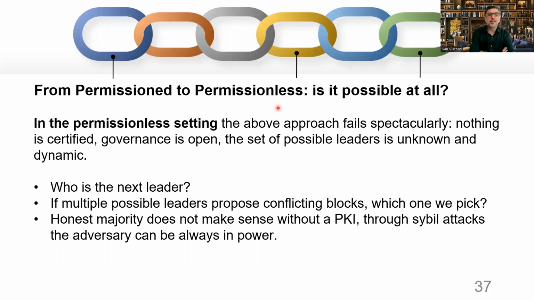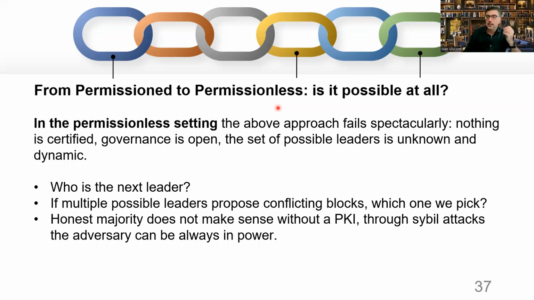Here again, who is the next leader? More people can propose themselves as leaders. And if they propose conflicting transactions, how do you choose which one is a good one, which one to discard? And how do I make sure that my selection is consistent with that of another honest user who maybe, because of delays, sees something else?